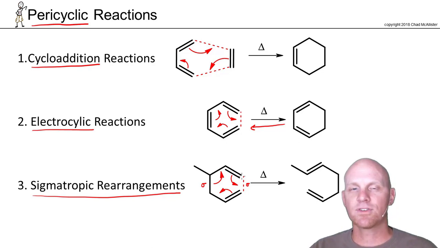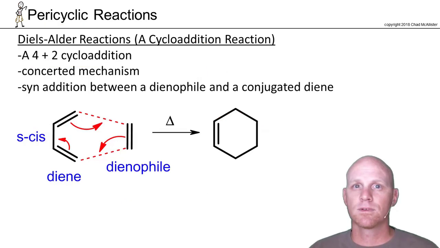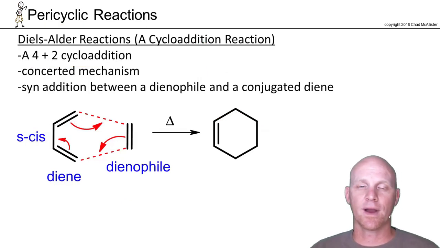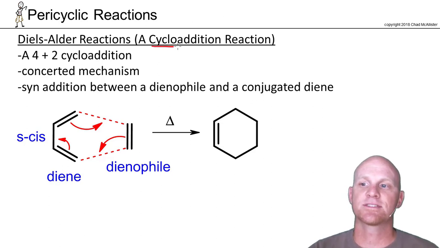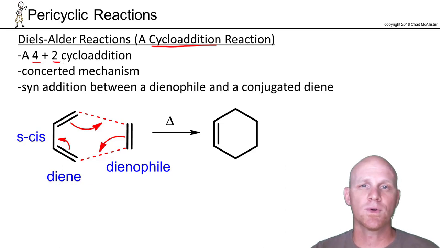So we'll start off talking about what's called the Diels-Alder reaction, which is a certain type of cycloaddition reaction, but by far the most commonly studied of the different pericyclic reactions. So the most commonly studied pericyclic reaction is what's known as a Diels-Alder reaction. And a Diels-Alder reaction is just a specific cycloaddition reaction. So specifically we call it a 4+2 cycloaddition.